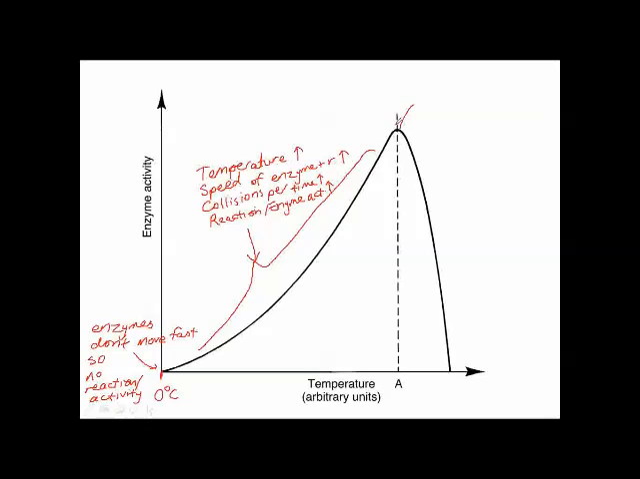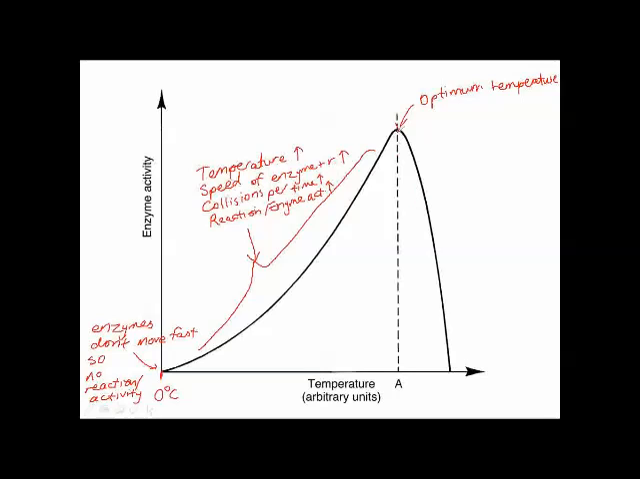Now this point here at the top, we call this the optimum temperature, or just optimum conditions. So at this point here, the enzyme is moving fast. There is the highest rate of reaction.